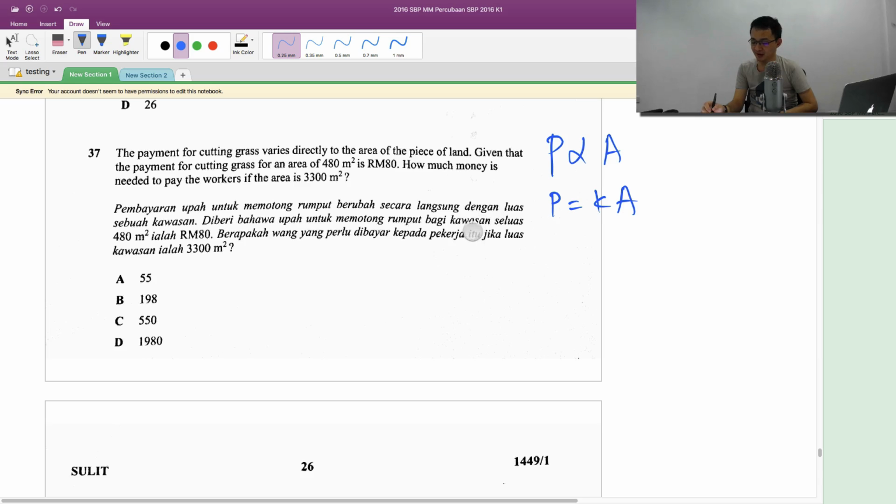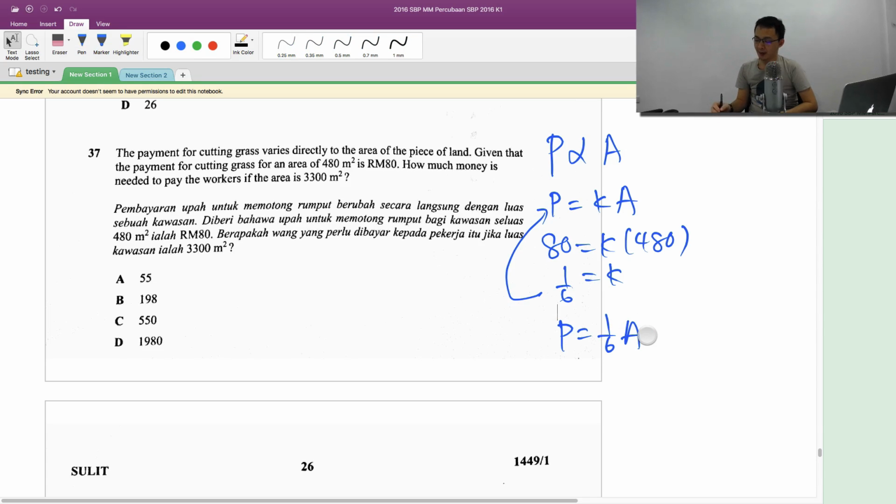Given that the payment for cutting glass of 480 meters square is 80 ringgit Malaysia, I can get k equals 1 over 6. So I get my equation P equals 1 over 6 area. Now they ask how much you need to pay the worker for 3,300 meters of glass. So I solve 3300 divided by 6, and I need to pay RM 550. So the answer will be C.